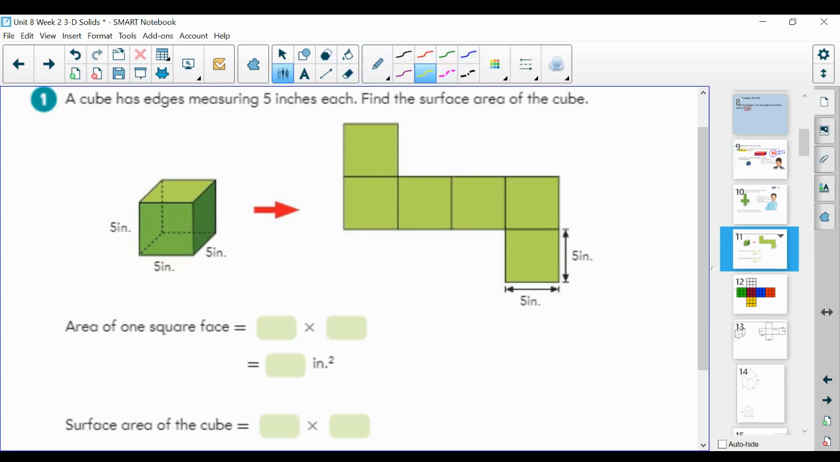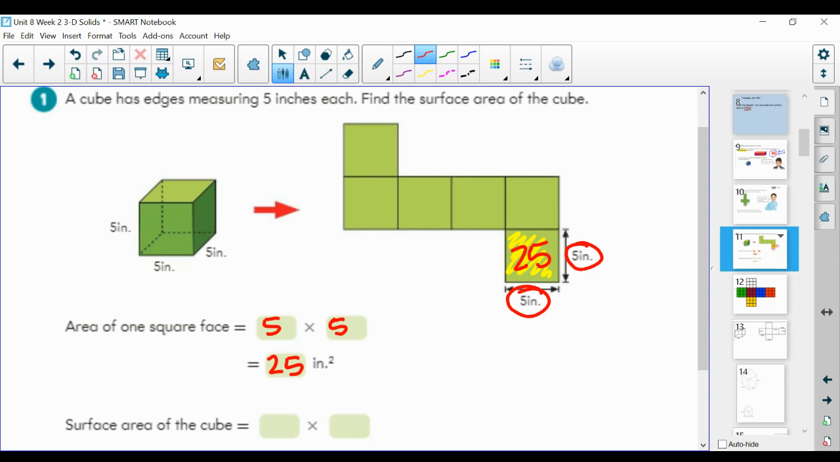So I'm going to use yellow. We're going to start by finding the area of this face, just one face. And we're going to do that by multiplying our side lengths, 5 times 5. So right here, 5 times 5, that equals 25 square inches. So that is the area of this face. I'm not going to include my units there.